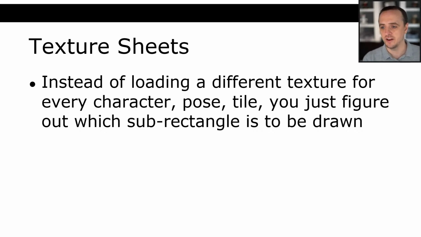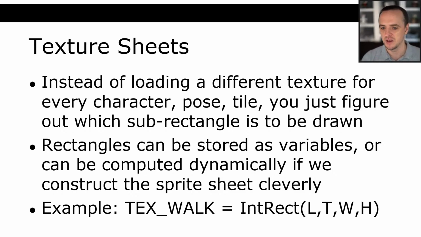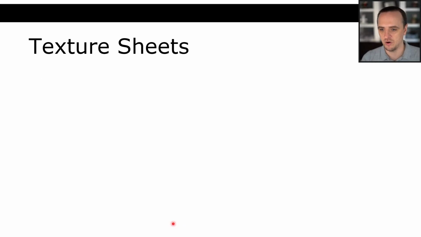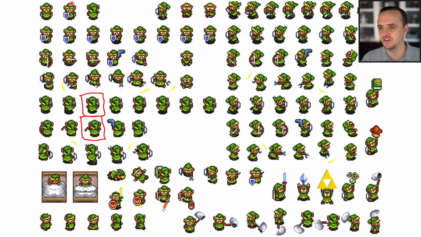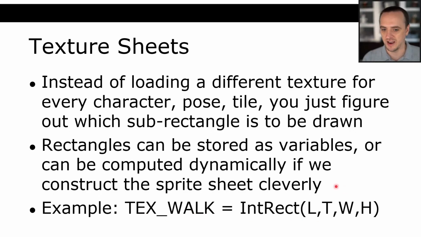So instead of loading a different texture for every character, every pose, every tile, you just figure out which sub-rectangle is going to be drawn. That's it. So rectangles can be stored as variables or can be computed dynamically if we construct the sprite sheet very cleverly. I'll explain what that means in a minute. But for example, you might say, okay, the first frame of the texture of walking for Link is at this rectangle. So we would have to specify that the walking texture is at this rectangle within the sprite sheet, okay? Or we could have some other cleverer system for locating things.